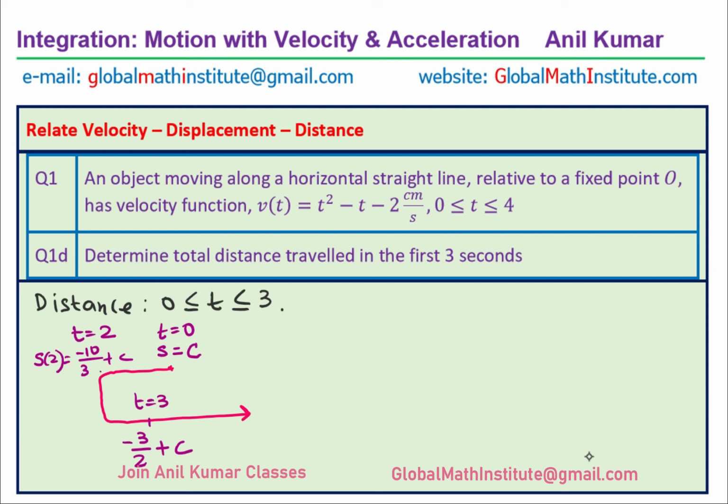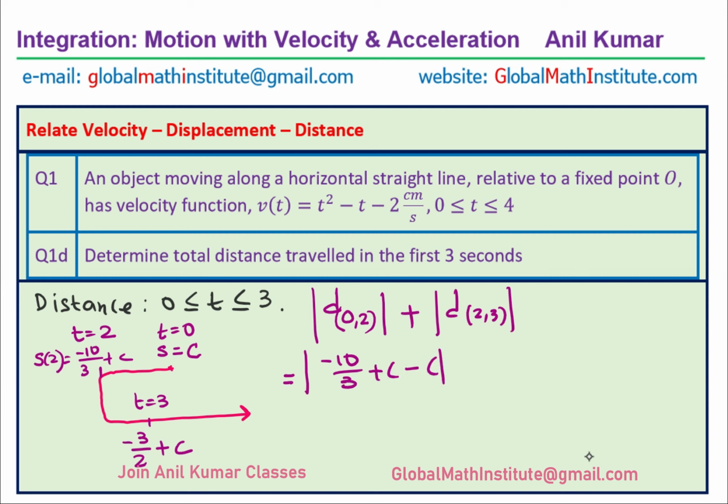So you have to check the distance from 0 to 2, absolute value of that, and add it to the distance from 2 to 3. That makes sense. Absolute value. So you get the difference of these two, which is the absolute value of minus 10 over 3 plus c minus c, plus the absolute value of minus 3 by 2 plus c minus, in brackets, minus 10 over 3 plus c. Is that perfect, right? So you can calculate.